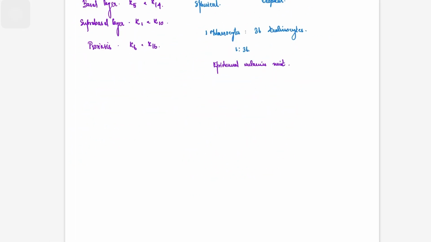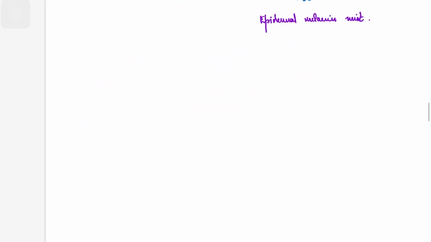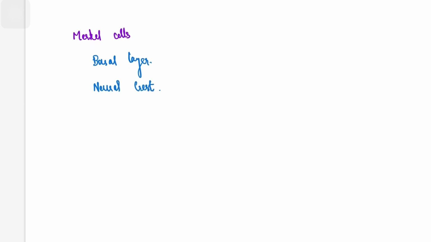And the third cell is the Merkel cell. Merkel cells are also seen in the basal layer. They are also immigrant cells, derived from the neural crest. They are non-dendritic cells and they are cutaneous receptors. So these are receptors for touch and they are slowly adapting.